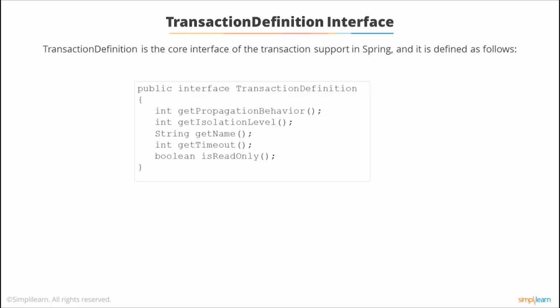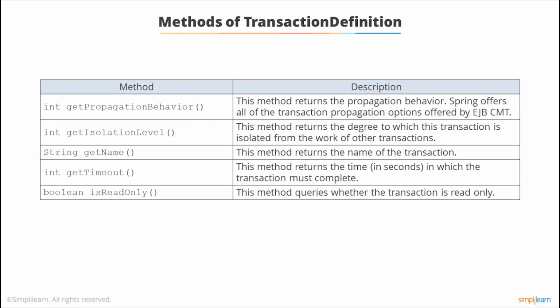demo. Here we have the transaction definition, which is the core interface of the transaction support in Spring, and it is defined as follows. We have the getPropagationBehavior method, where Spring offers all of the transaction properties and propagation offered by EJB CMT. getIsolationLevel returns the degree to which the transaction is isolated from work of other transactions. getName returns the name of the transaction. getTimeout returns the time in seconds in which the transaction must complete. And isReadOnly queries whether the transaction is read-only.